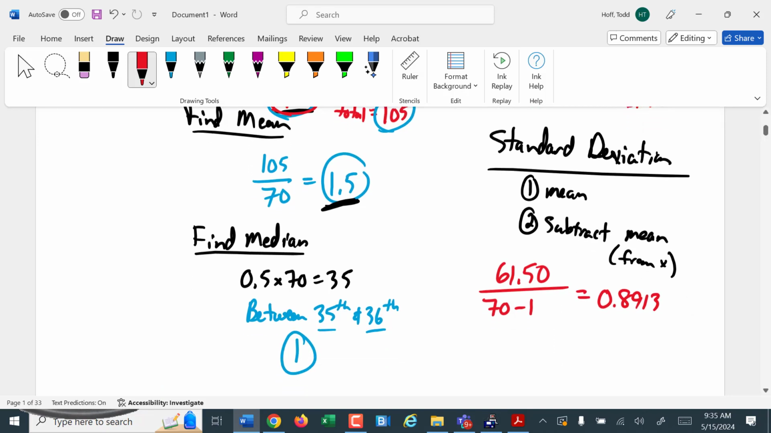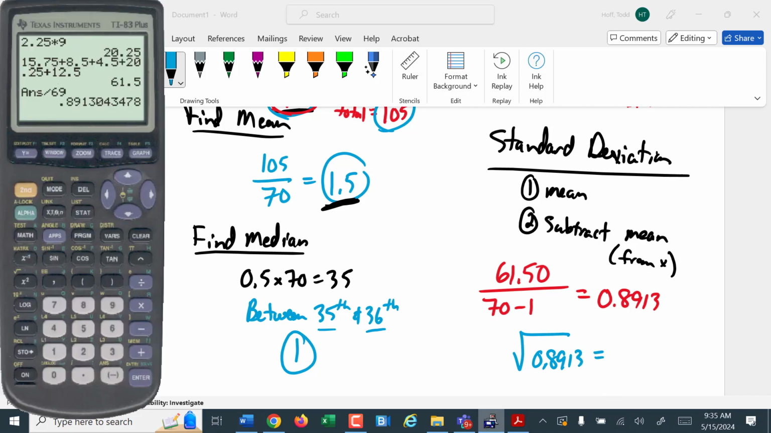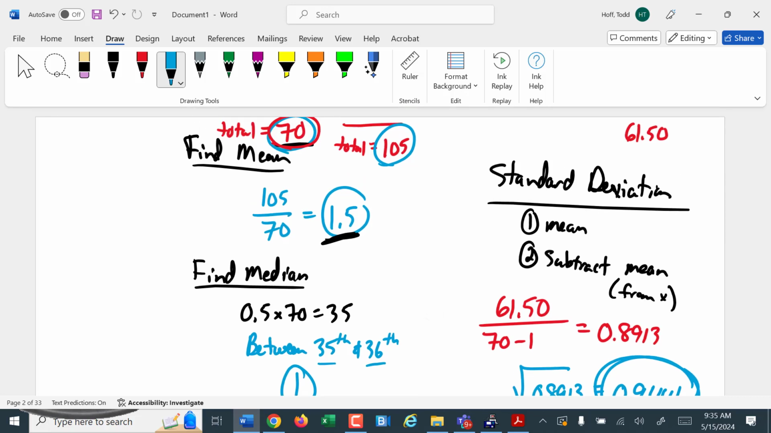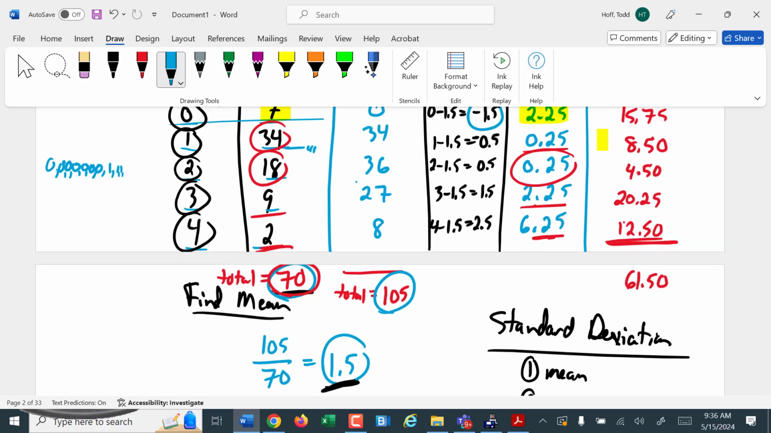Then we have to take the square root of that. So the square root of 0.8913, we have 0.9441. That is the standard deviation for my set. Again, yours will be slightly different because you have a little bit different data set. You actually only have 1 through 2, 3, 4 instead of 0, 1, 2, 3, 4 in your data set.